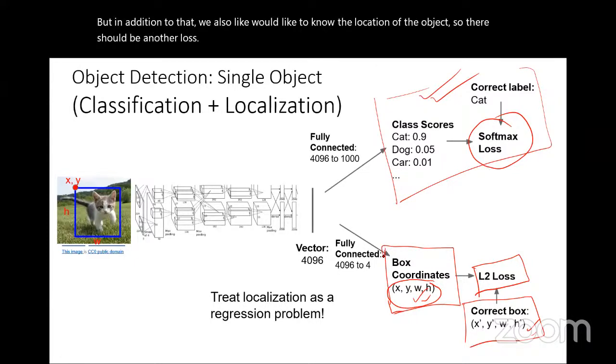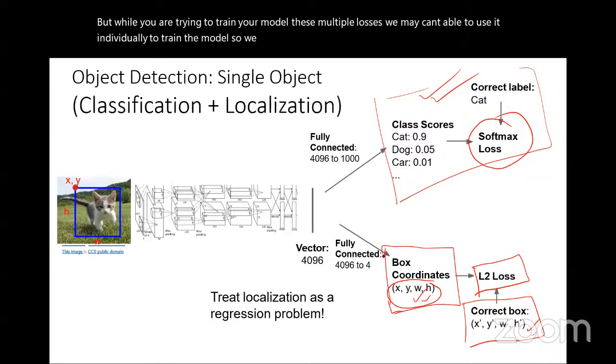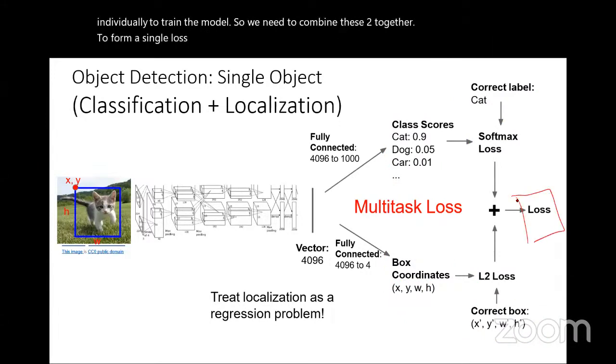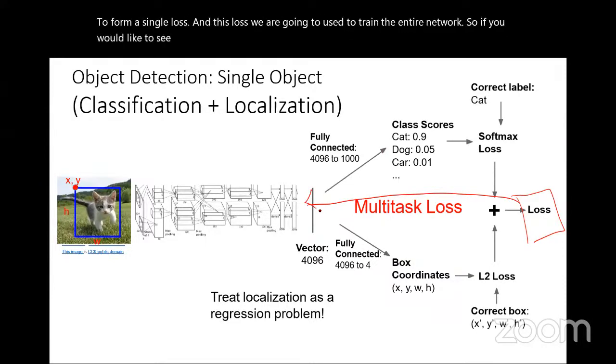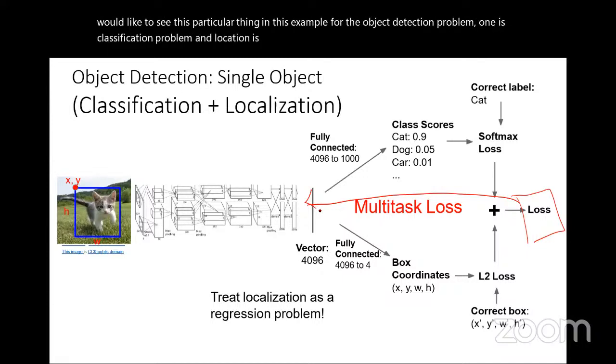But while trying to train your model, we can't use these multiple losses individually to train the model. So we need to combine these two together to form a single loss. And this loss we are going to use to train the entire network. In this example for the object detection problem, one is a classification problem and the other is a location problem. One is a classification loss and another is a regression loss.